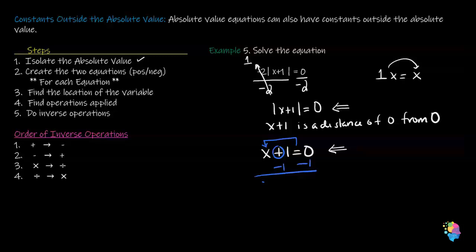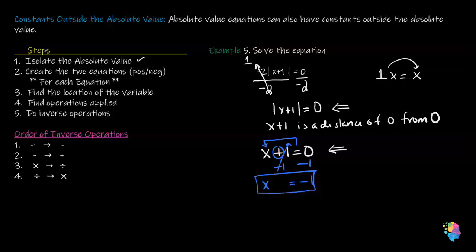So then I have x. Now 1 minus 1 goes to 0. And on the right side, 0 minus 1 is -1. So this time around, we don't get two solutions. We only have one solution. Then absolute values don't necessarily have to have two solutions. Sometimes they're going to have one solution.